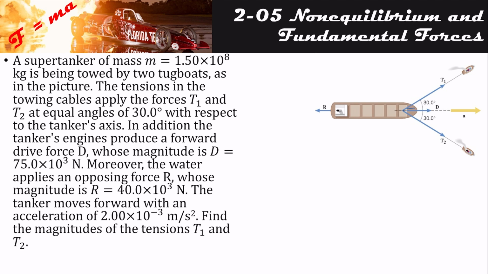Well, since the tensions are at an angle, we're going to have components. So it'd be T1 sine of the angle. So it'd be T2 sine of the angle. And in the middle, it'd be cosine.